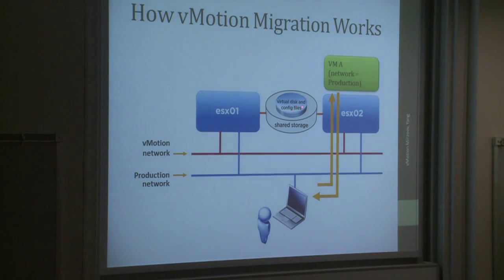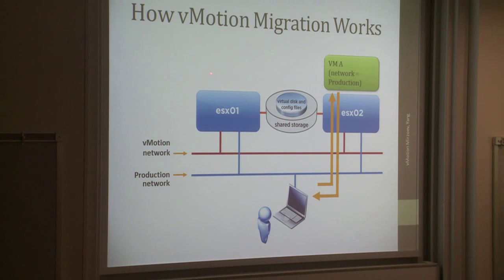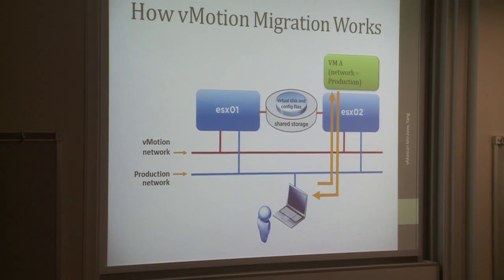Large files, virtual disk files, and configuration files stay on the same storage. All we do is move the bitmap of the memory. We only move the memory from one host to another one. But the vMotion requirement is that you have to have shared storage. How fast is the network going through the shared storage? That depends on your network. It could be Fiber Channel, IP, SAN, or NFS.